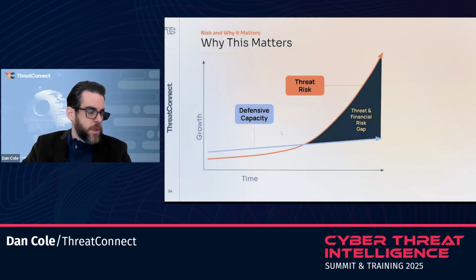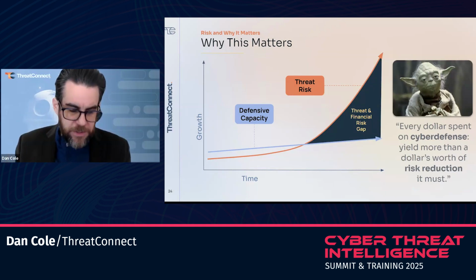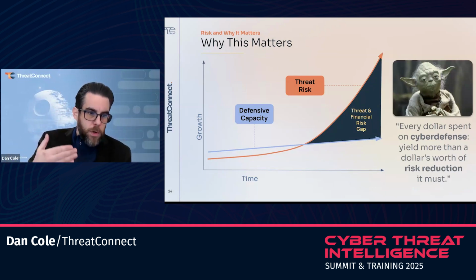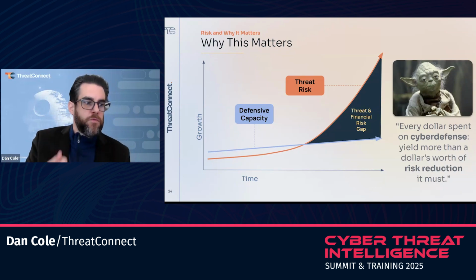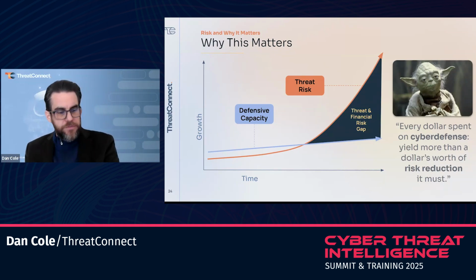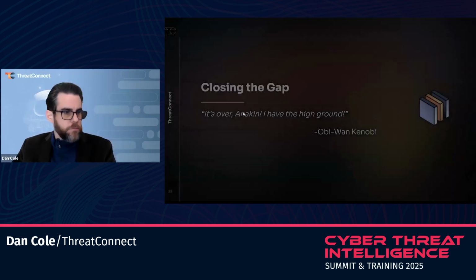So again, the reason that this matters by using those risk metrics, what you're going to do is enable the executive team to have every dollar spent on cyber defense pay down more than $1 in risk reduction. And that kind of turns defensive capacity into something that's actually going to catch up and close that risk because you are being more efficient, more effective with your resources.